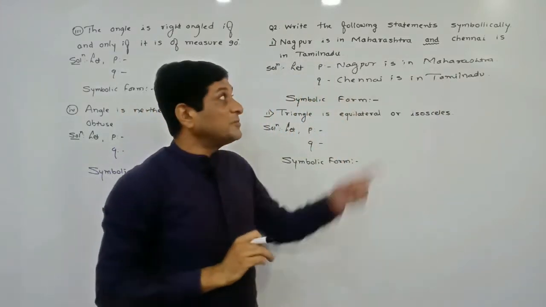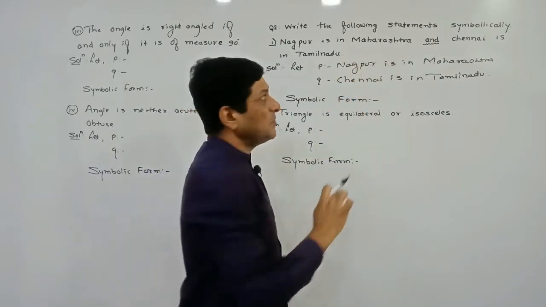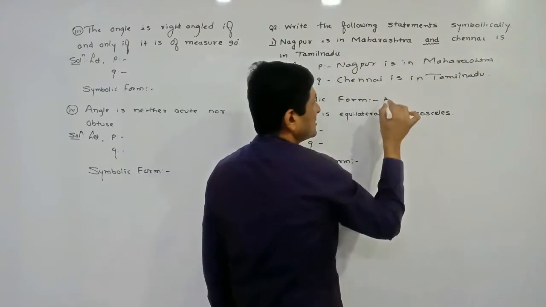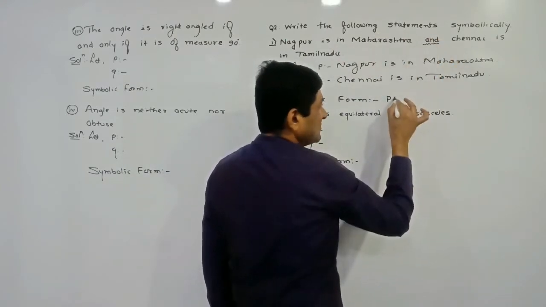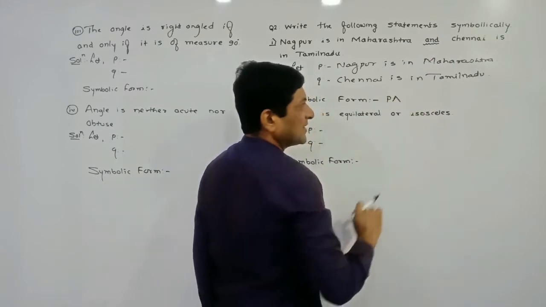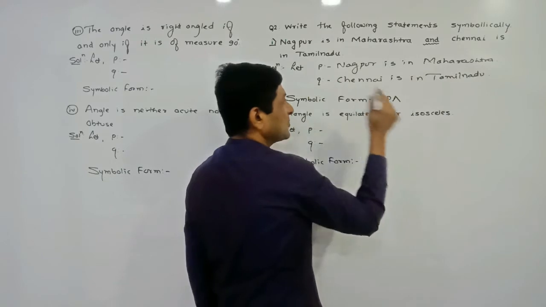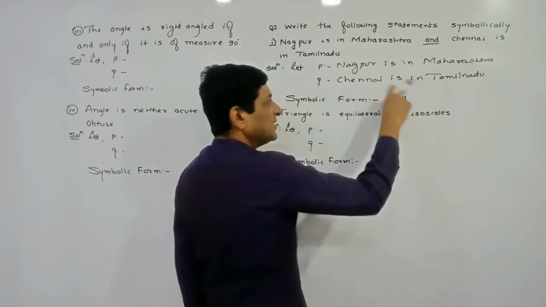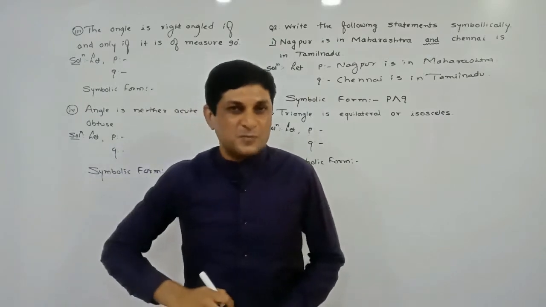Here we can observe that these two statements are connected by which logical connective? And. So Nagpur is in Maharashtra, which we have denoted by P. And this is the symbolic representation of the logical connective and. The second part, Chennai is in Tamil Nadu, we have denoted by Q. So using this we have converted the given statement into symbolic form.